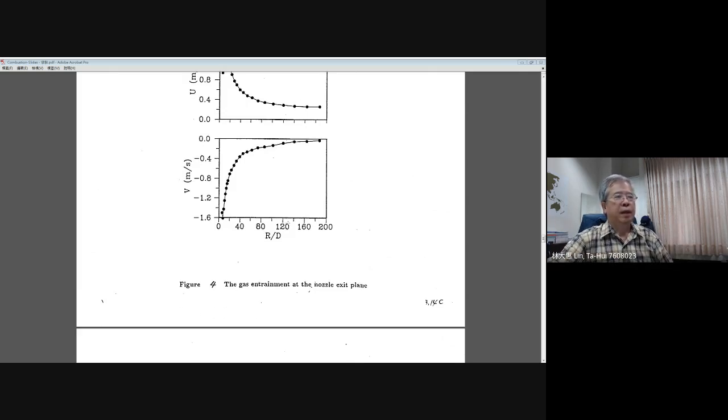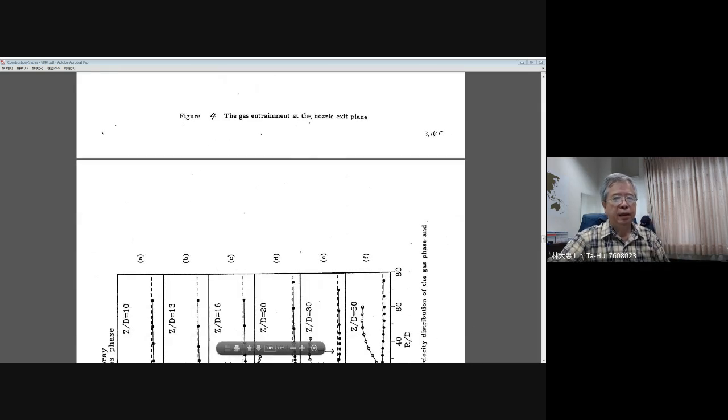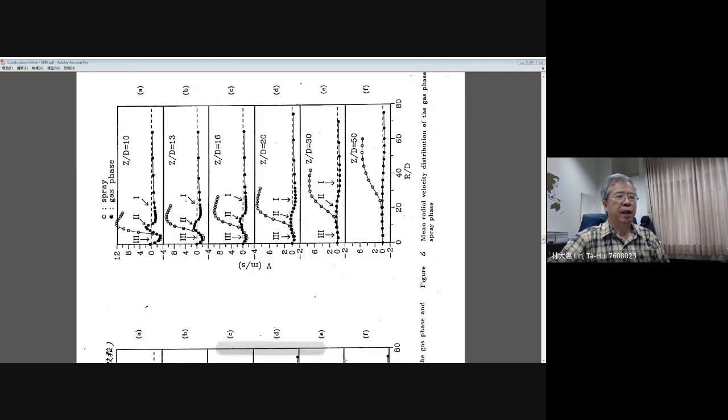Okay, now let me shift to the other slides, because I need to make a turn.